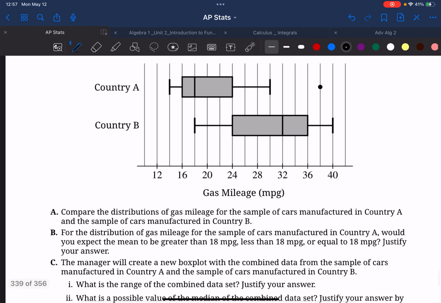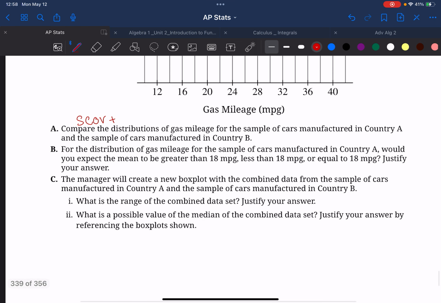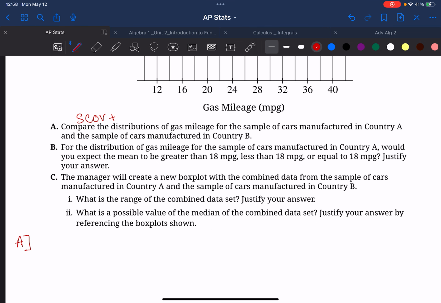Part A says compare the distributions of gas mileage for the sample of cars manufactured in country A and the sample of cars manufactured in country B. So it wants us to compare the distributions. Remember, when we write a distribution, we follow the acronym SCOV plus, and that stands for shape, center, is there any outliers, and then variability, and then that plus is to make sure we add in the context. So for A, we're first going to look at the shape of each and then compare the two.